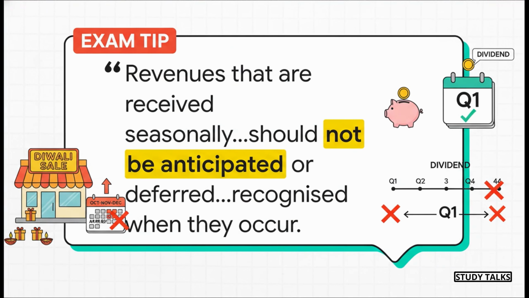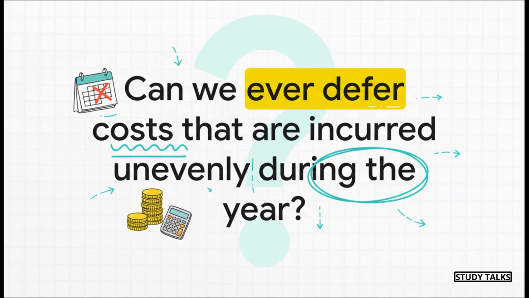When it comes to revenue, the rule is super simple and super strict. If you sell umbrellas, you recognize the revenue when you sell them in the monsoon season. You don't get to book some of that expected profit back in the dry summer months. If you get a big dividend payment in Q1, you book it all in Q1. You don't spread it out. Revenue is recognized when it happens. Full stop.